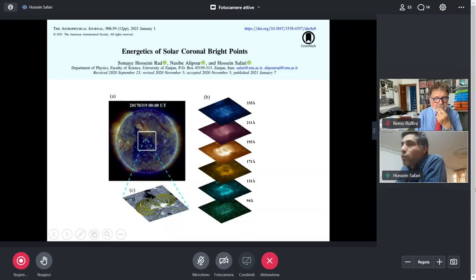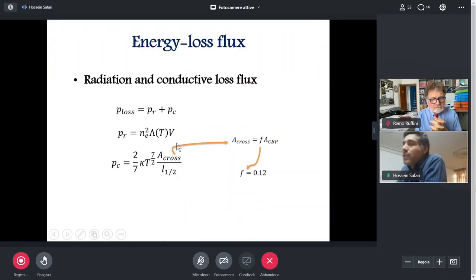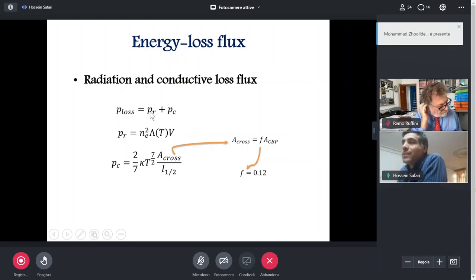We analyze coronal bright points in six AIA channels, as you may hear. These channels observe different layers of the solar corona, so we used a differential emission measure to calculate the energy loss flux for each coronal bright point. We compute the radiation and conductive loss flux for each of the features. The sum of radiation and conduction is the total energy loss flux for each feature.